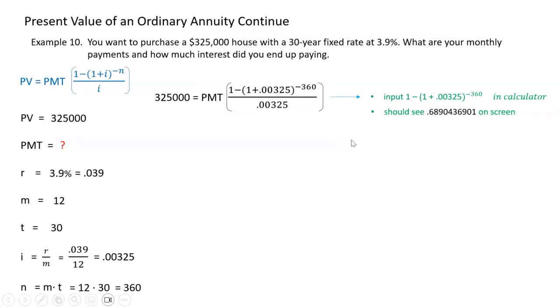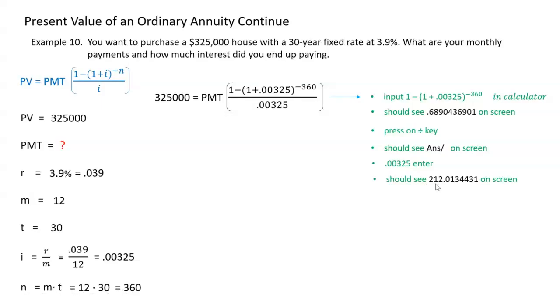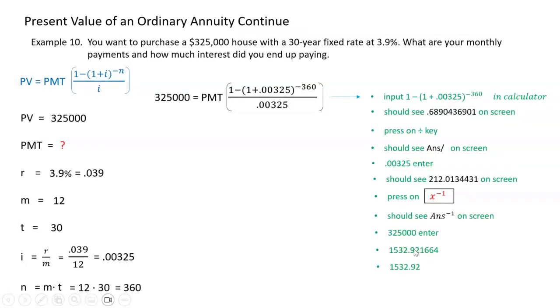Then we're going to hit the division key. So divided by, this is what you should see on your screen. And then you're going to enter the 0.00325. Enter it, and you're going to have 212.0134431 on your screen. Now we're going to hit the inverse key, and then we're going to enter the 325,000. So these are our monthly payments, which would be $1,532.92.